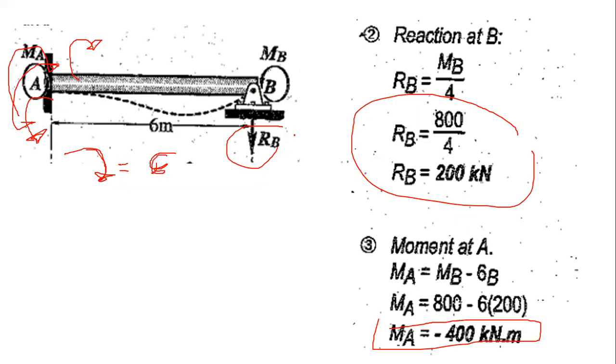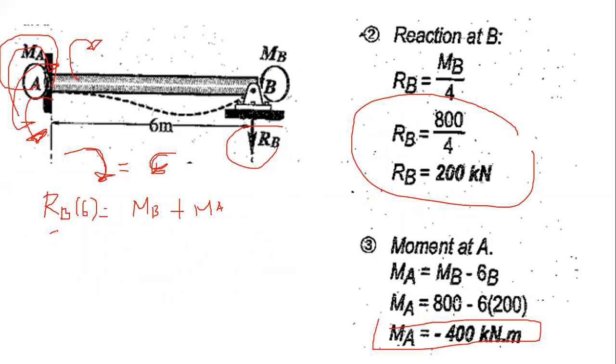Okay, what are the clockwise direction? Isa lang ang mga clockwise direction. RB times 6. Ano naman yung mga counterclockwise direction? First, you have MB. And then ito, na moment A, kasi in-assume natin papunta dito, which is different from the original assumption of the solution, plus MA. Okay? RB, which is equal to 200.